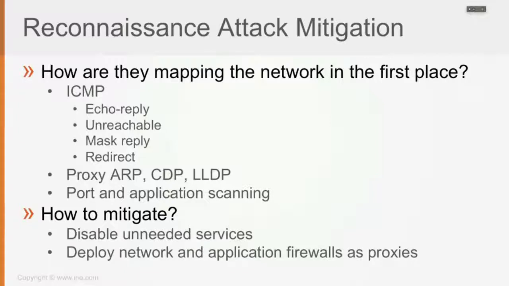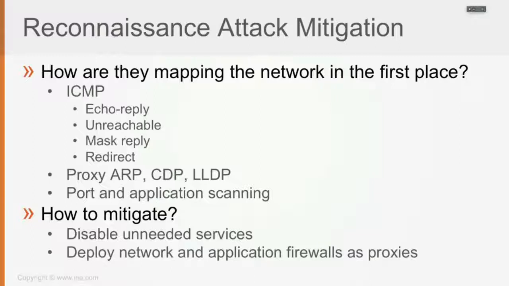So based on that, to mitigate, clearly disable unneeded services, because on the border of your network towards the internet you don't need proxy ARP, you don't need CDP, you don't need LLDP, or any kind of ICMP unreachable, redirect or mask reply being enabled. And for port and application scanning, you have to deploy network and application firewalls as proxies to intercept those kinds of scanning and block them before they are effective.